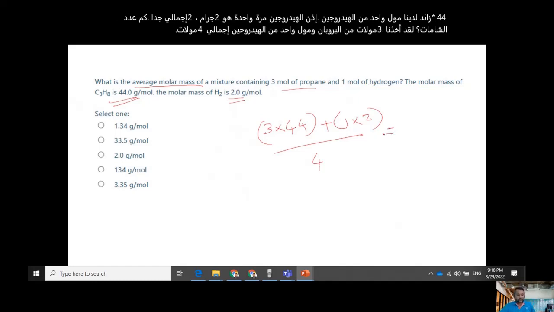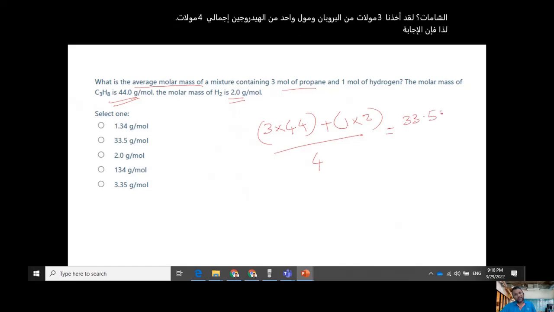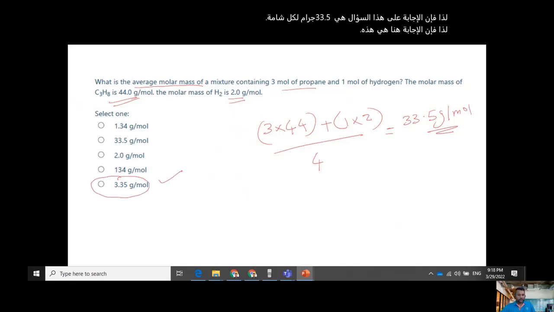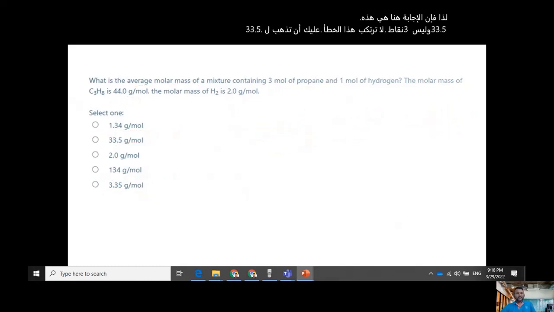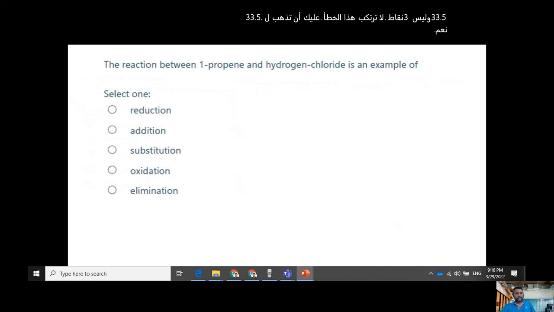So the answer for this one is 33.5 grams per mole. So the answer here is this one. Oh, sorry. 33.5, not 3 point something. Don't make this mistake. You have to go for 33.5. Okay. Let's see the next question.